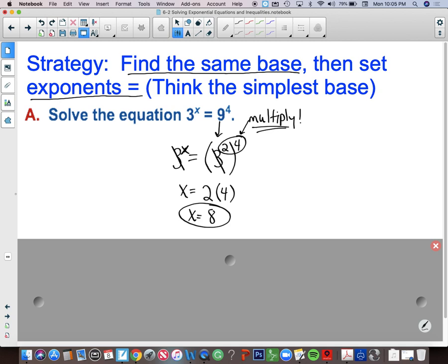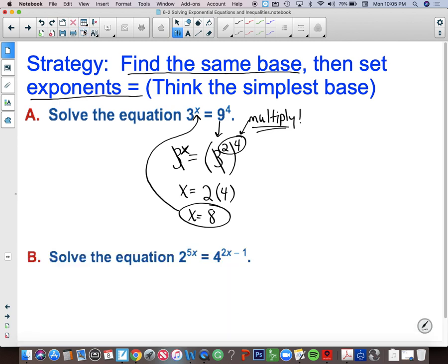And there's something really nice happening with these because you can check your answer. If you use a calculator, plug it in. I'm going to do 3 to the 8th power and then 9 to the 4th power, and see if they give me the same answer, which they will. So that means they're going to work out. Let's try one on our own here.